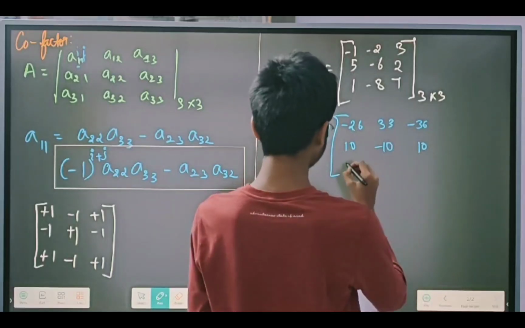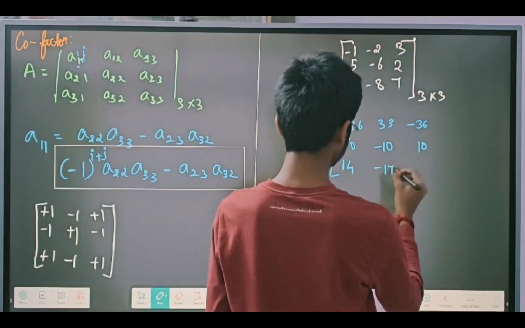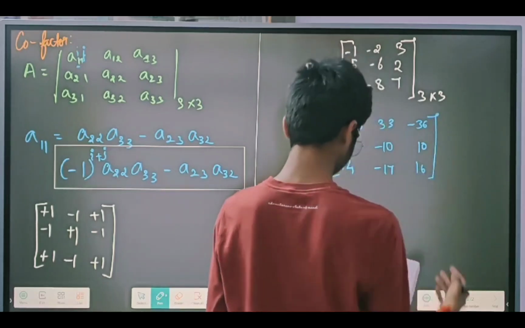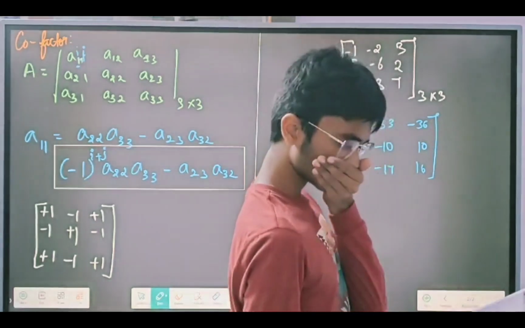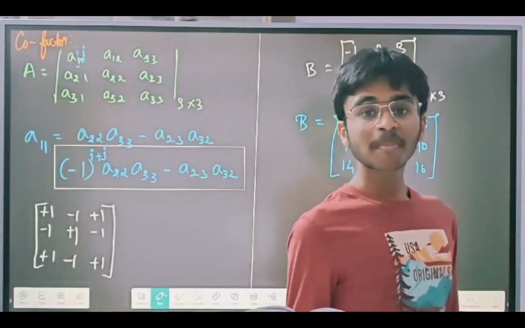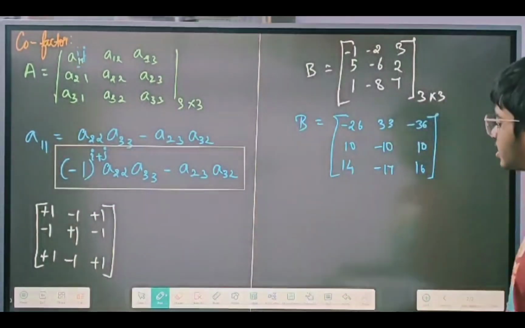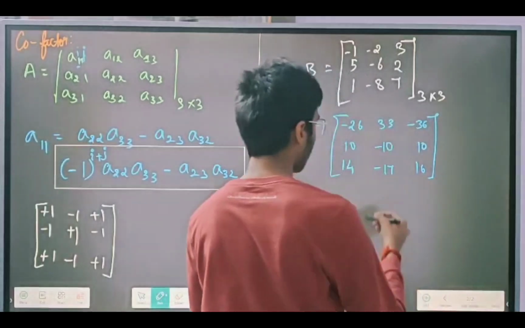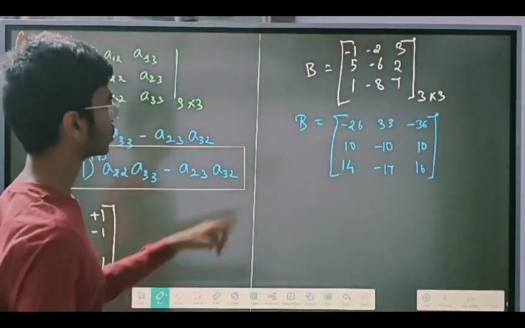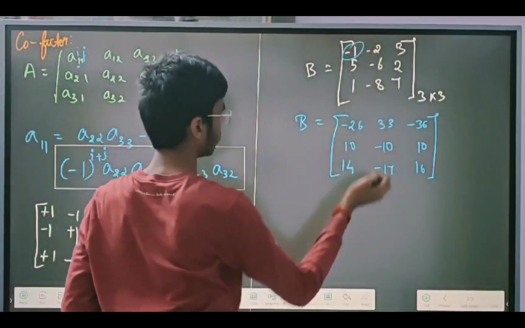A31 is going to be 14. This is minus 17. And at last it's going to be 16. Okay, so this is what the minor is. For the minor, that's it. Like what I've said, I'm going to do only one sum for the minor. So for A11, this is what A11 is.